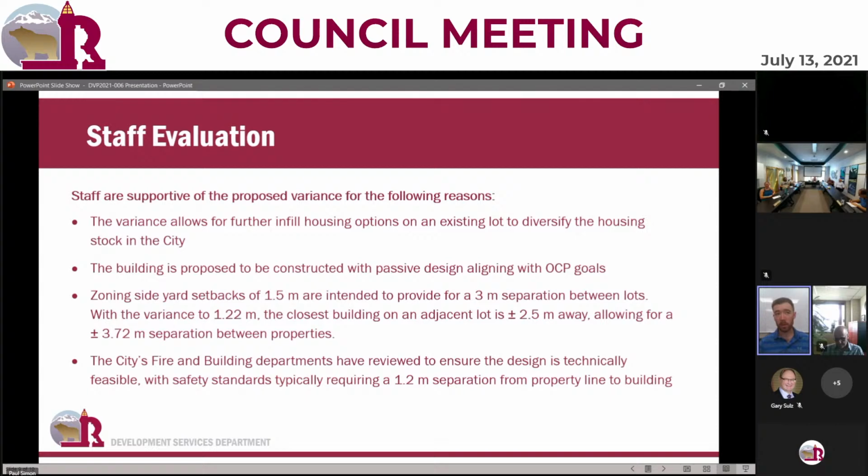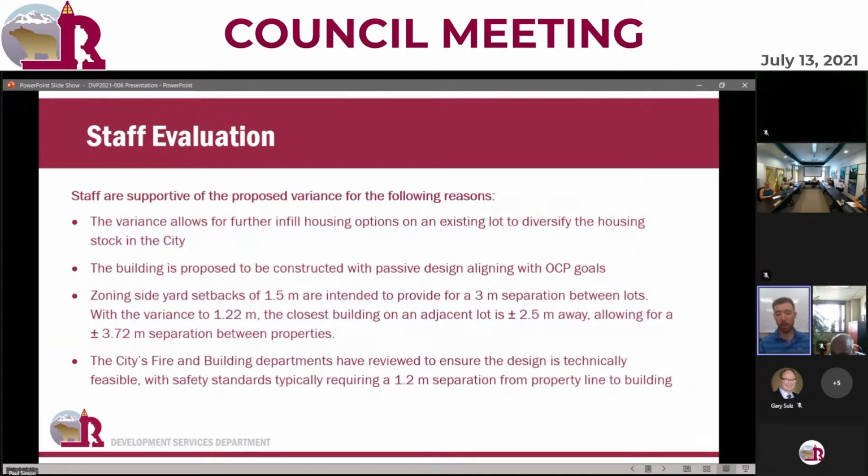The zoning side yard setbacks of 1.5 meters, combined when you're looking at it with an adjacent lot, 1.5 meters on both lots would ultimately allow for about a 3 meter separation between the lots. The variance going down to 1.22 meters. As discussed, the closest building on the adjacent lot is about 2.5 meters away from the property line. So this would allow for between a 3.5 and 4 meter separation between the buildings.